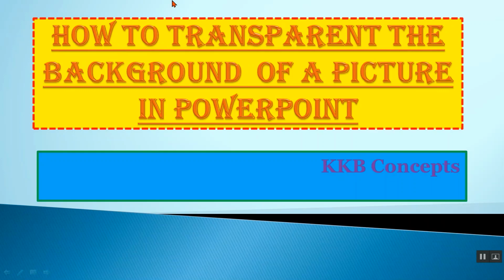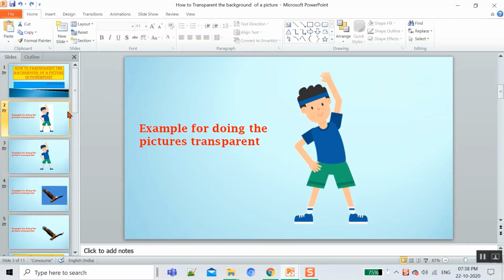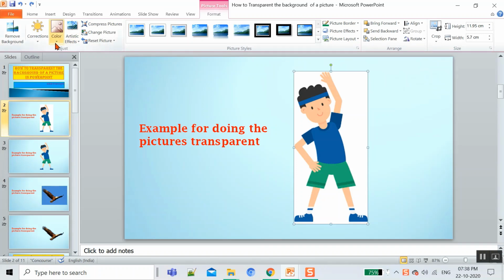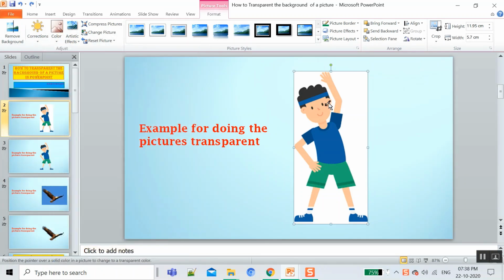How to transparent the background of a picture in PowerPoint. For example, I have a picture. So let's see how can we transparent the background of a picture. First, we have to click on the picture. Then we have to click on color, and then we have to go for set transparent color and click on the picture. You can see the background of the picture is transparent.